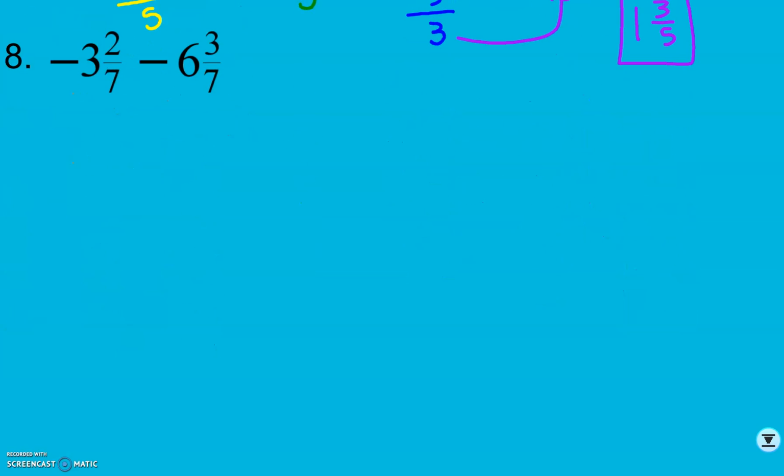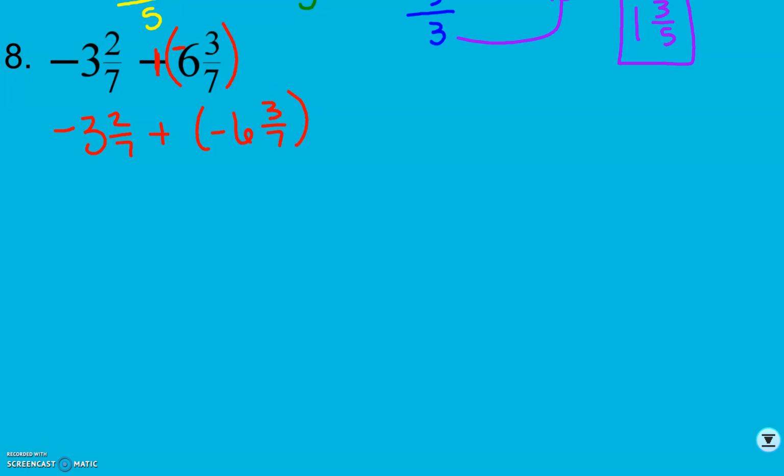And 8. Again, I have subtraction, so I'm going to change to adding the opposite of what follows. Instead of being a positive 6, now it's a negative 6. So I have negative 3 2/7 plus negative 6 3/7.